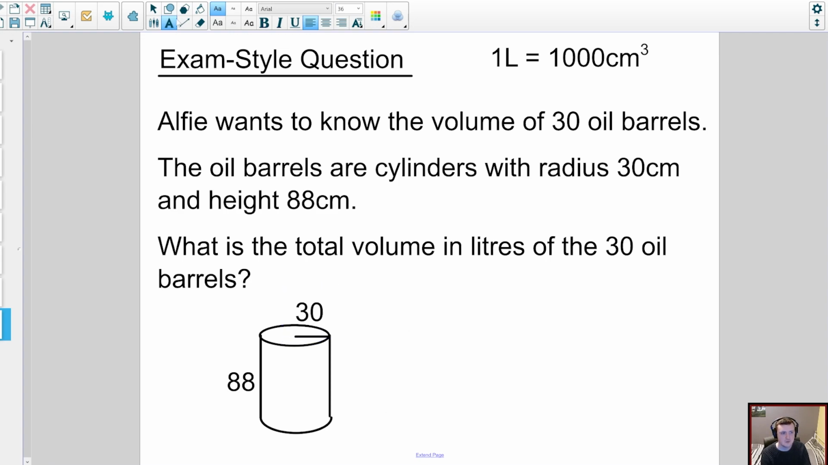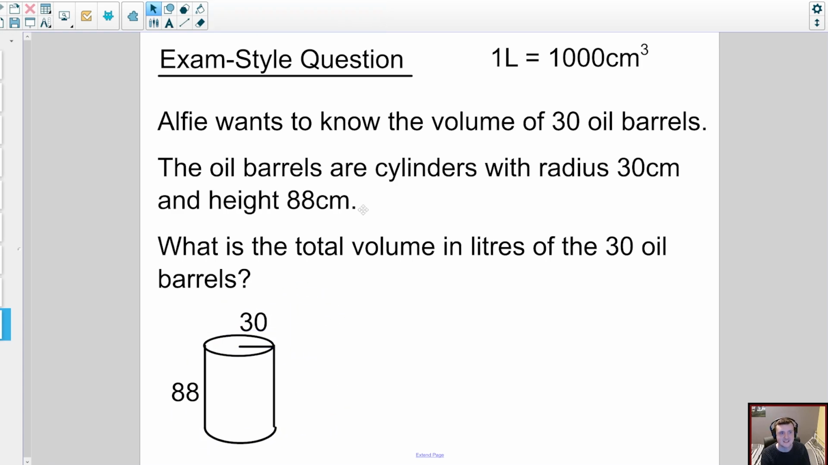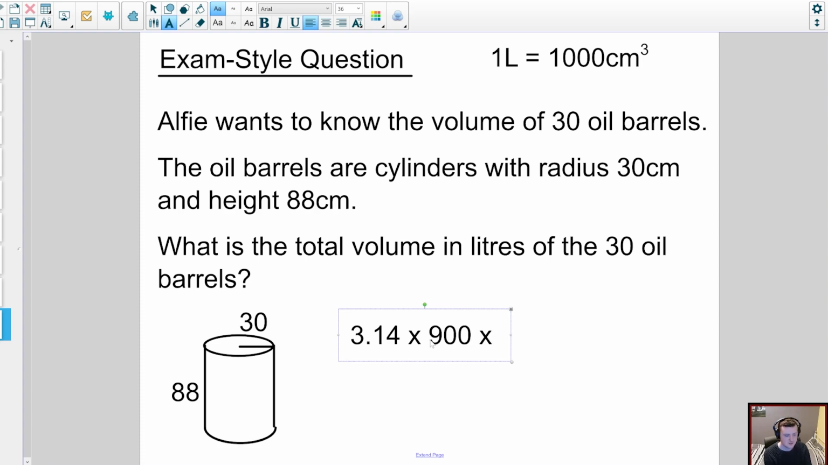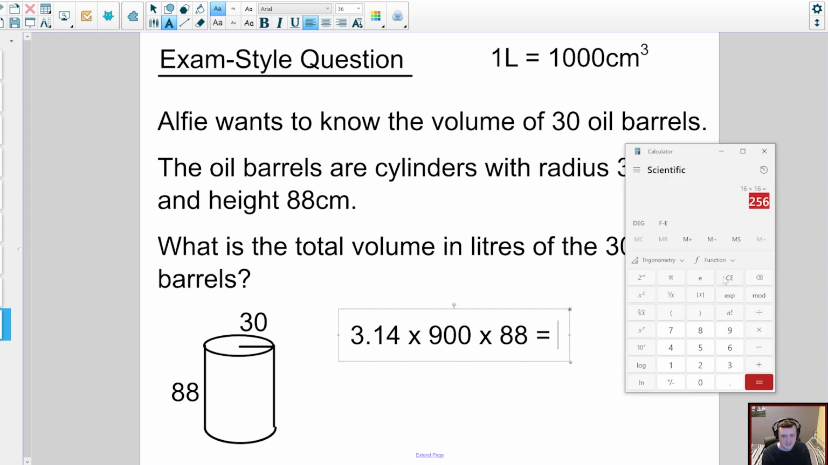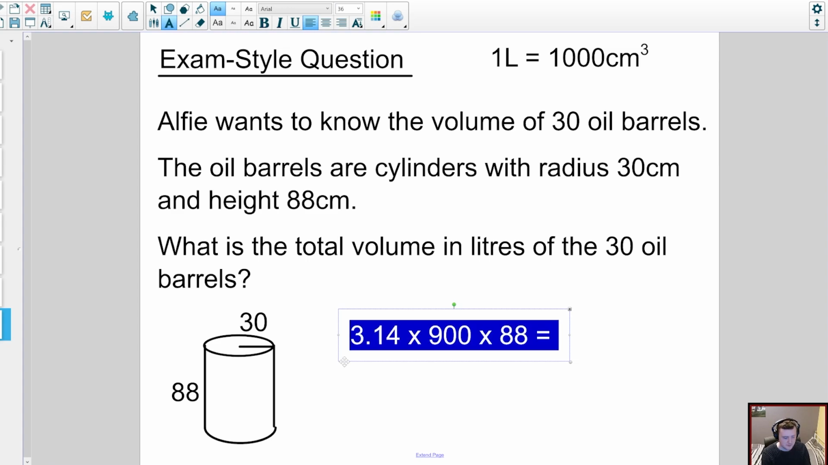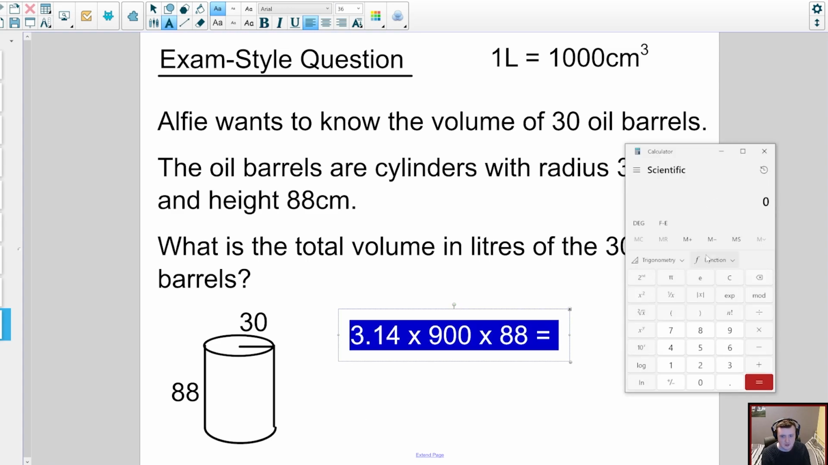So what is the volume of 1 oil barrel? Well, I know that the formula for the volume of a cylinder is pi r squared h. So it's going to be 3.14 times 30 squared, which is 900, times 88. So if I do 3.14 times 900 times 88, I copy this and put it in my calculator. That's because I've done x's and it doesn't know what to do. I'll do it like this. There we go.